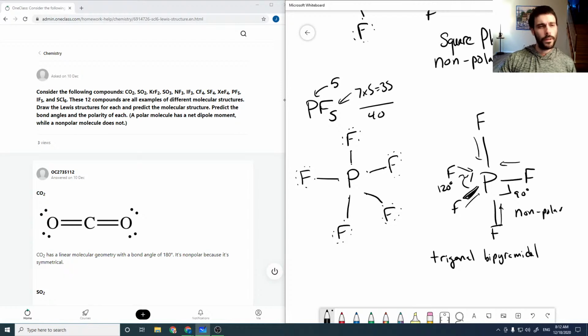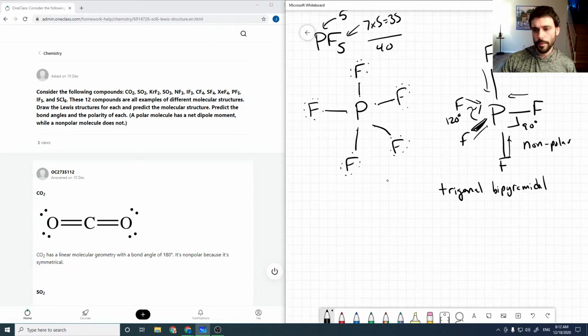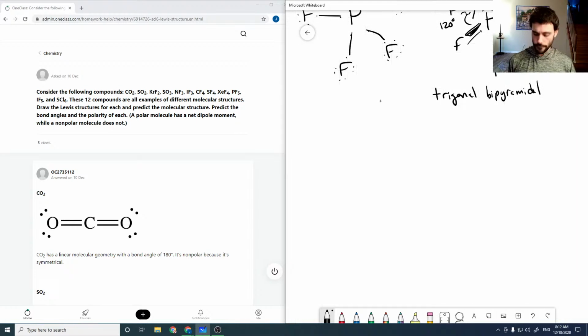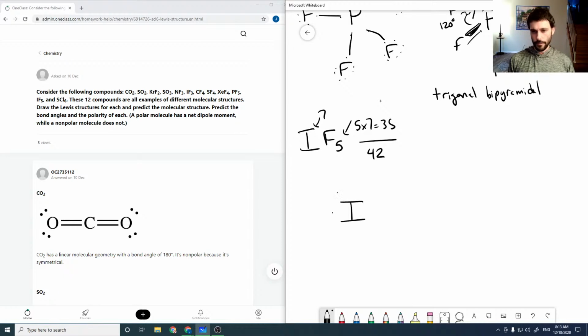Okay, and a couple more. IF5. So here we have 7. Here we have 5 times 7, which is 35, for a total of 42. So iodine needs to have 5 bonding partners, and then it's going to have a lone pair.